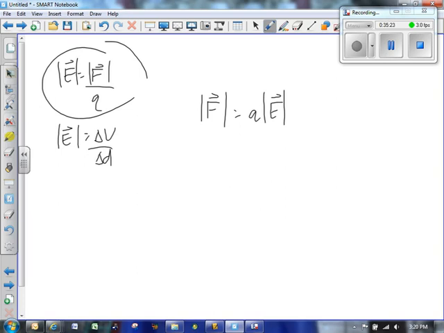The charge of the alpha particle is 3.2 times 10 to the minus 19 coulombs. The electric field, we don't know. So let's see if we can find the electric field. We know that E is equal to delta V over delta d applies to find the electric field. Do we know the potential difference between these plates?